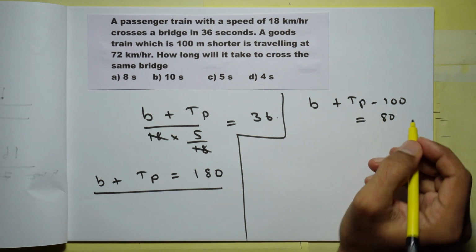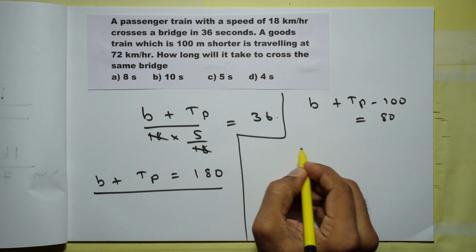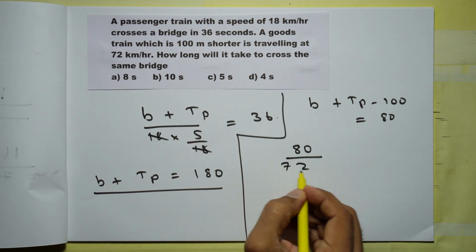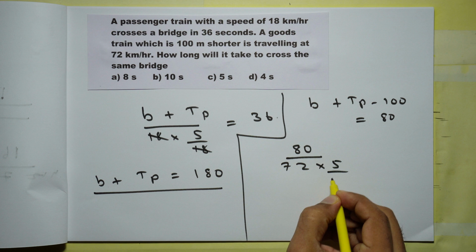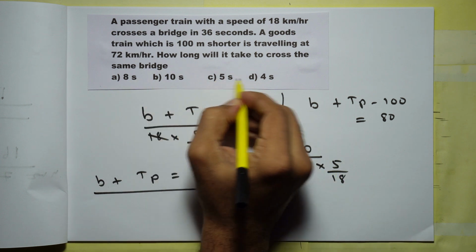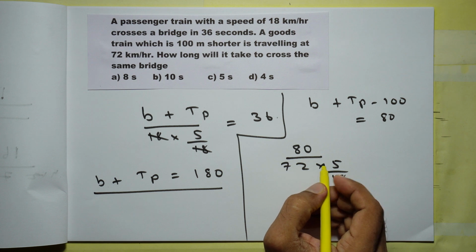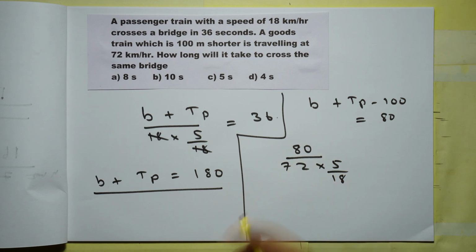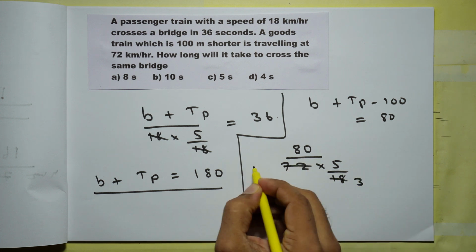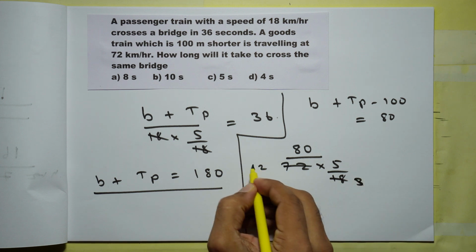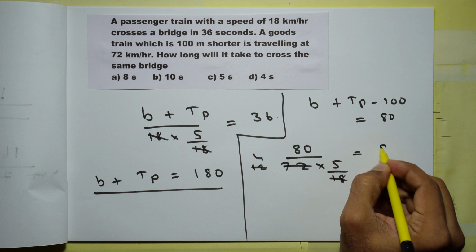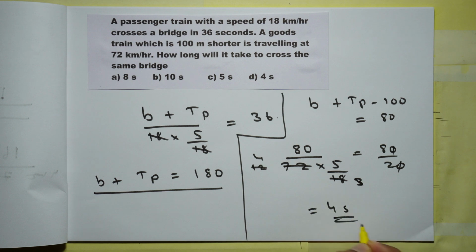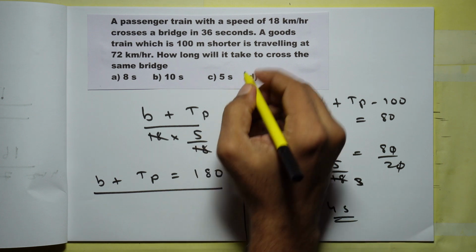So to cross the bridge, the goods train has to move a distance altogether equal to 80 meters divided by speed, that is 72 kilometers per hour. We'll convert into meters per second, multiply by 5 by 18, because answers are given in seconds. So this will give you the time required for the goods train to cross the bridge. Distance to be moved is 80 by its speed. Now here 6 divides 3 times, 6 divides 12 times, 3 divides 4 times, 4 into 5 is 20. So 80 by 20. 0 and 0 cancel out. 8 by 2 gives you 4 seconds. So time required is 4 seconds. That is option D.